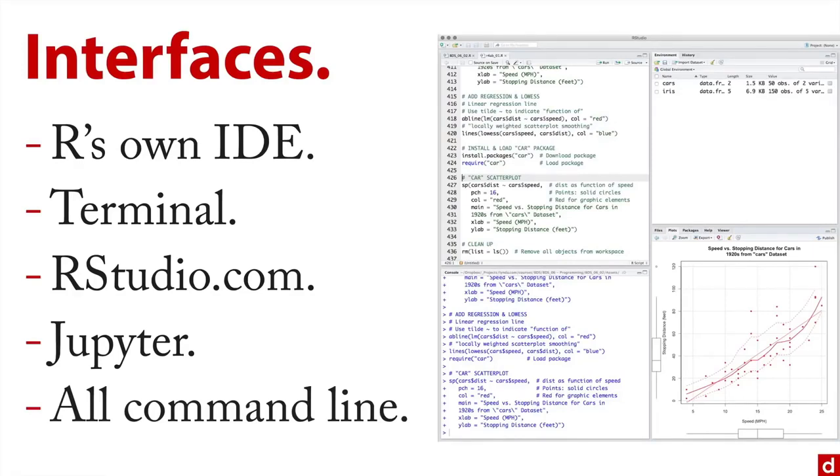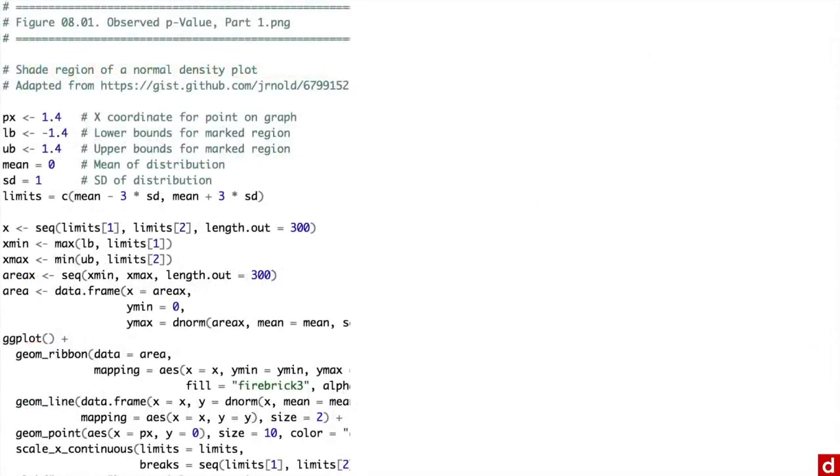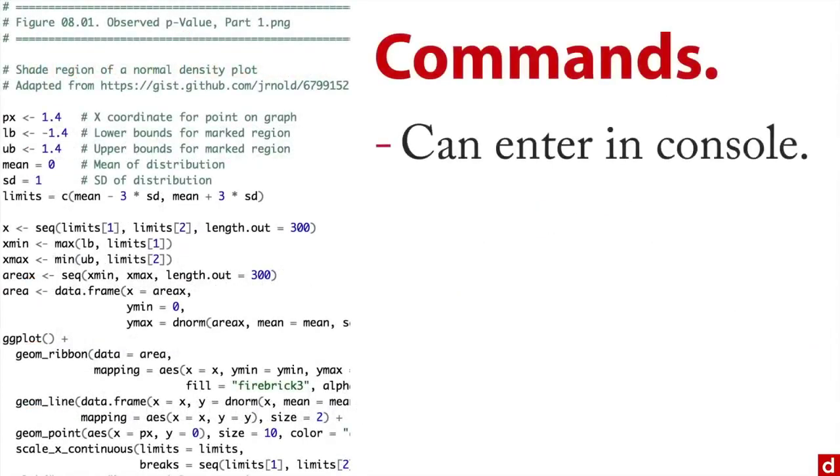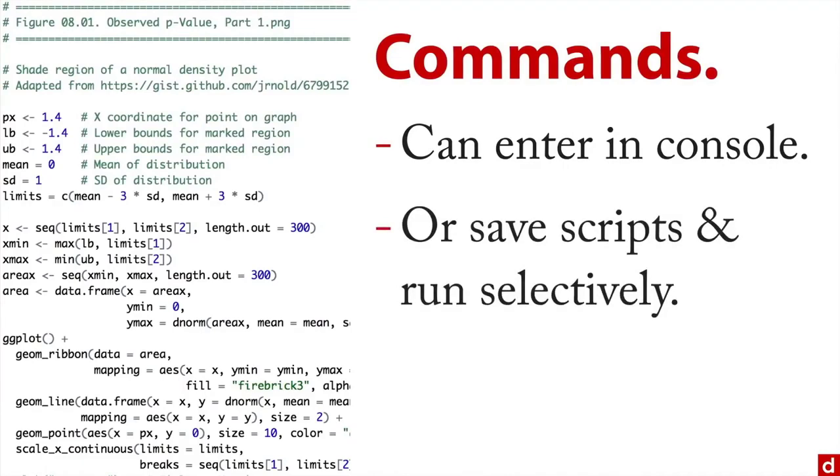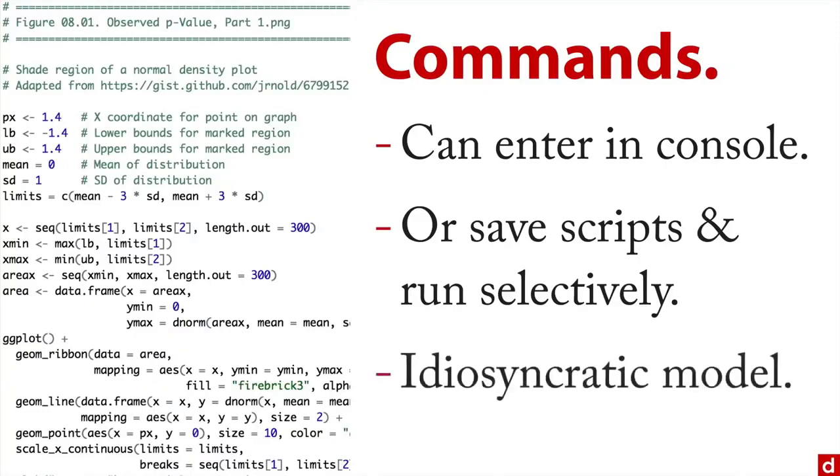So for instance, here's a short example of some commands in R. You can enter them into what's called the console, and that's just one line at a time. That's called an interactive way. Or you can save scripts and run bits and pieces of them selectively. That makes your life a lot easier. No matter how you do it, if you're familiar with programming in other languages, then you're going to find that R is a little weird. It has an idiosyncratic model. It makes sense once you get used to it, but it is a different approach, and so it does take some adaptation if you're accustomed to programming in other languages.